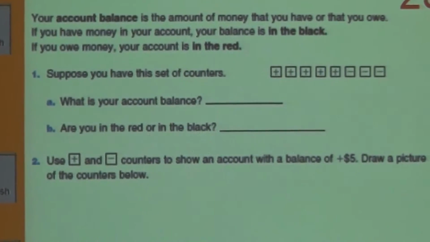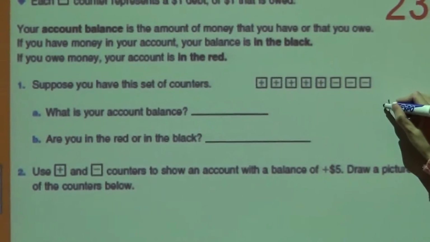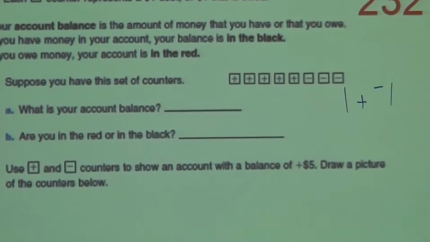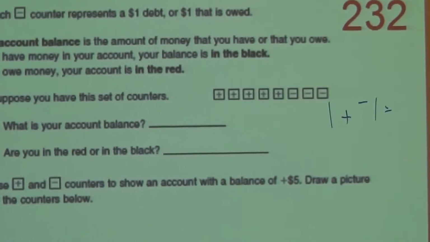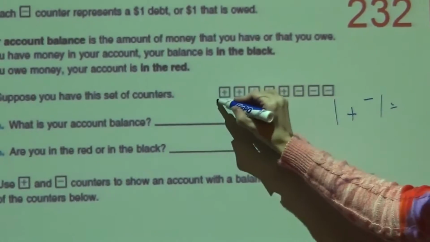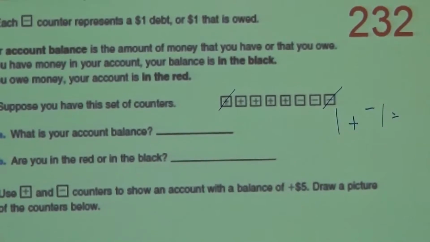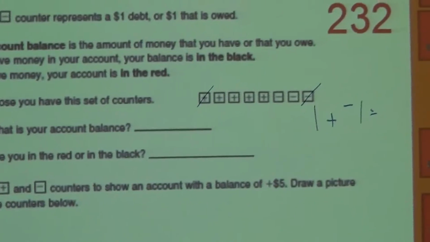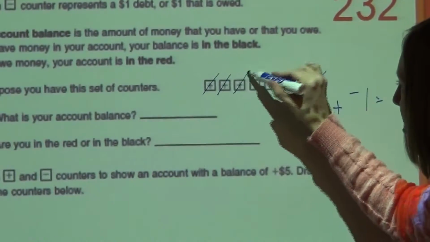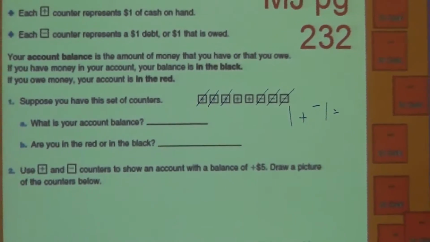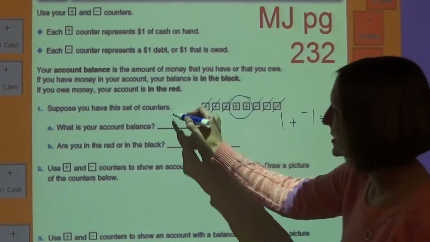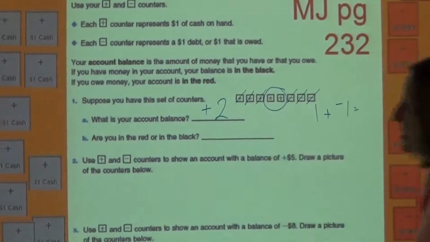So the important thing to remember is if you have a positive 1 plus a negative 1, those are going to cancel out. It's going to give you 0. Okay, so if you have one positive counter and a negative counter, those will actually end up canceling each other out. That'll equal 0. So if I were to cross out a positive and a negative, match them up here. Okay, I've crossed off 3 positives, 3 negatives. I'm left with 2 positives. So that would be my balance.